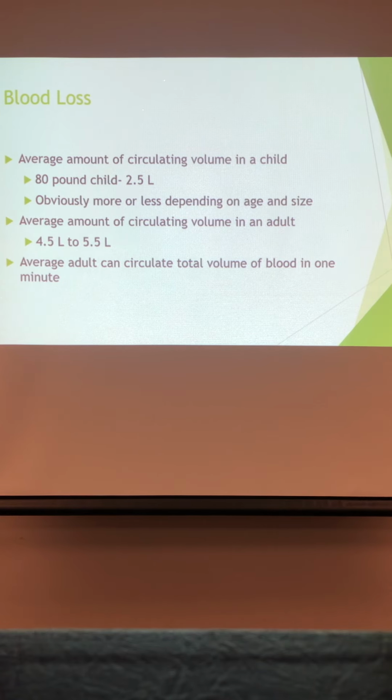Blood loss continued. Average amount of circulating volume in a child: an 80-pound child on average has about 2.5 liters, which is about half of what an average adult has. Obviously more or less depending on the age and size of the child, naturally. Average amount circulating for an adult is 4.5 liters to 5.5 liters. The average adult can circulate the total volume of blood in 1 minute. The reason these are significant is blood loss amount, estimated amount versus levels of shock.